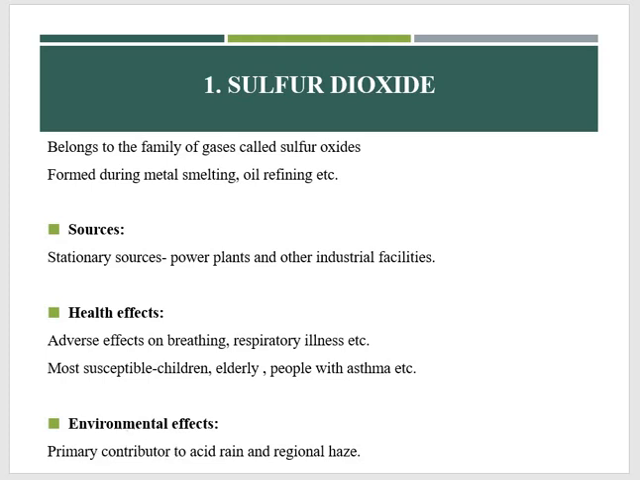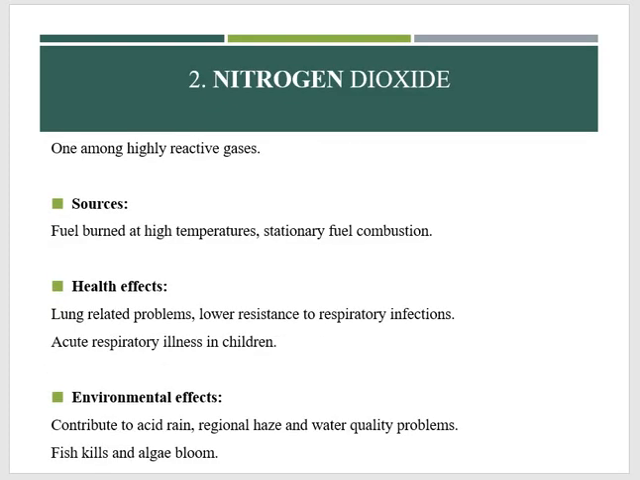Then, environmental effects. Sulfur dioxide is a primary contributor to acid rain, which causes acidification of soils, lakes, and streams, and it also causes damage to buildings, crops, trees, etc. In addition to this, sulfur compounds also cause regional haze. And the second one is nitrogen dioxide.